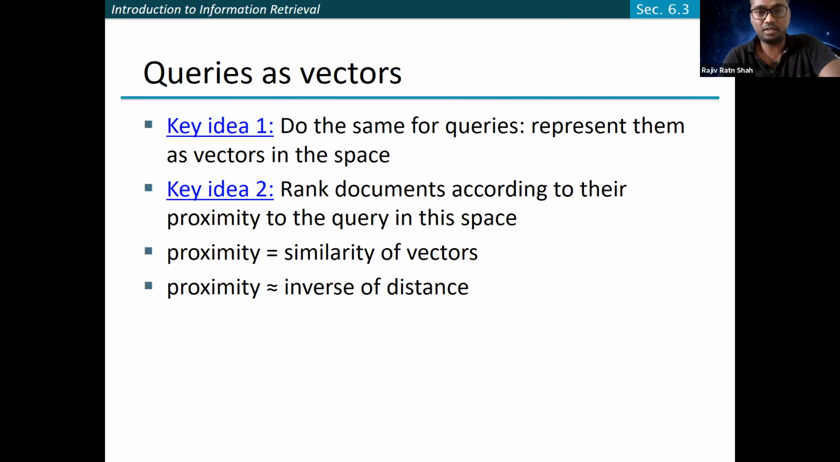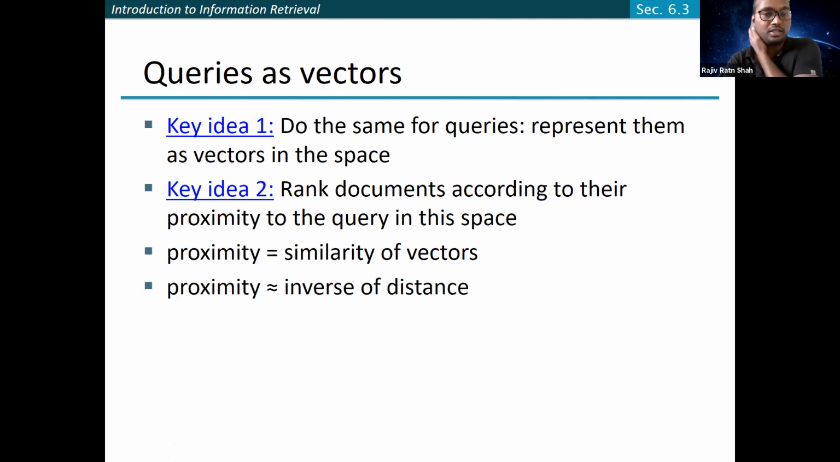And once you have the two vectors, you can find some distance or the similarity between them, right? And we have also discussed that the proximity, that is how close they are, can be computed based on the similarity of the vectors. It could also be computed by the inverse of the distance, because they are inversely proportional to each other, right?